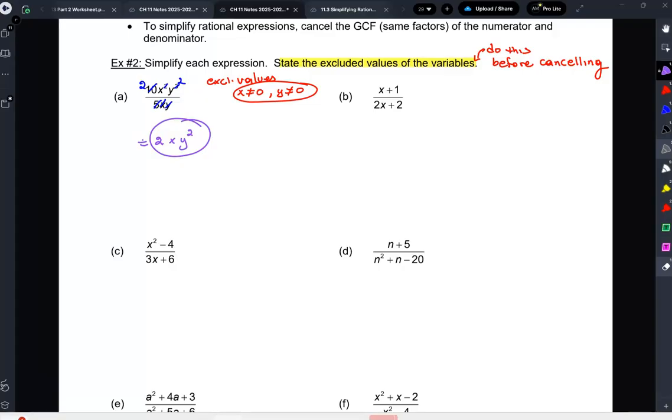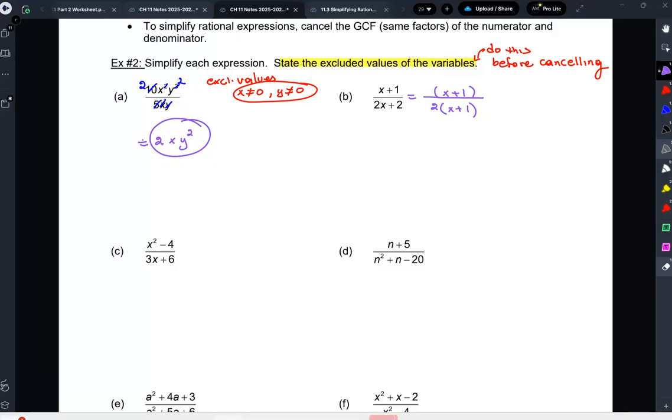Okay, here. This is equal to, now this is not a monomial anymore. So in the numerator, is there anything I can factor out? No. So I write it over, but I put parentheses around it because I want to know that x plus 1 is 1 unit together. Now, here, can I factor anything out of this, the 2x plus 2? Is there a GCF I can factor out? A 2.